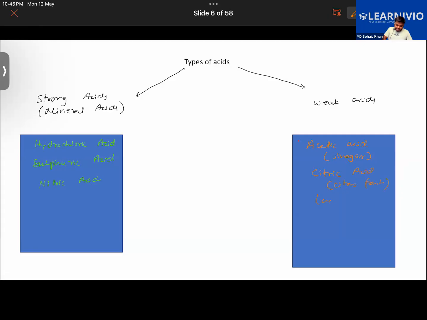Then we have got the lactic acid. Where is it found? In curd, particularly. In curd, it is found. So these are some of the examples of weak acids.